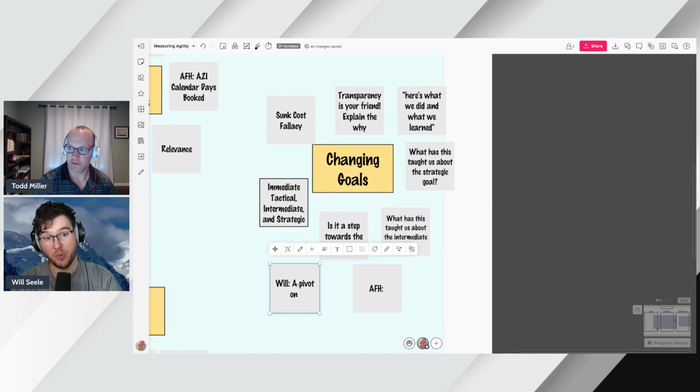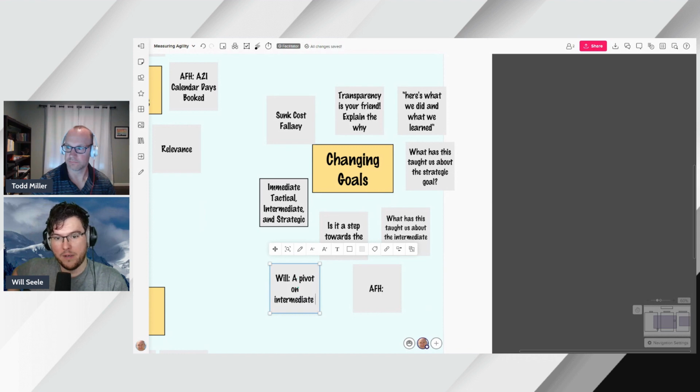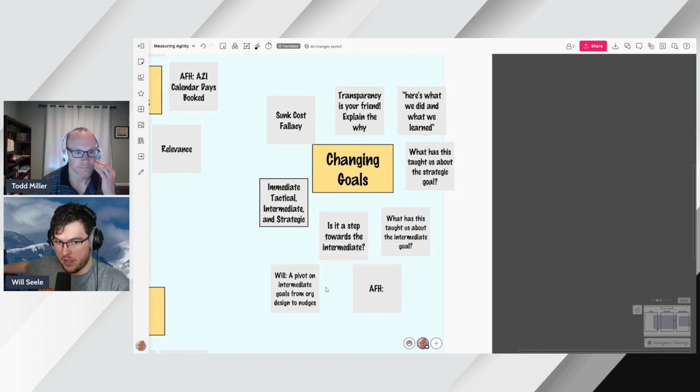I'm going to write down here, just for reference, a pivot on intermediate goals from org design nudges. And that hurt, because at that point I had put a year of effort into the org design thing. I'd been making money on the org design thing, right? It wasn't bad business. It just wasn't going to get me to my strategic goal.